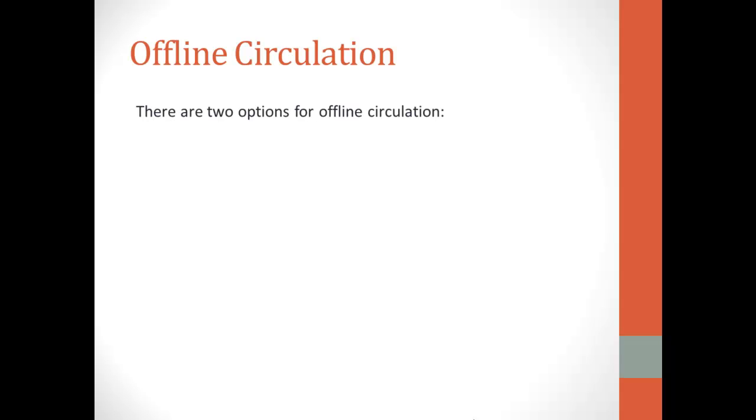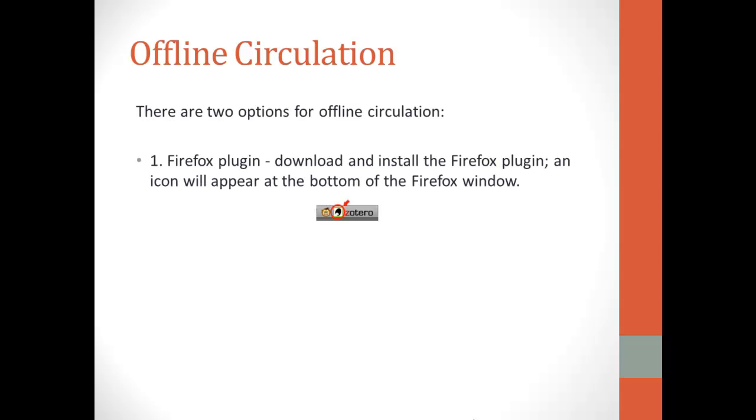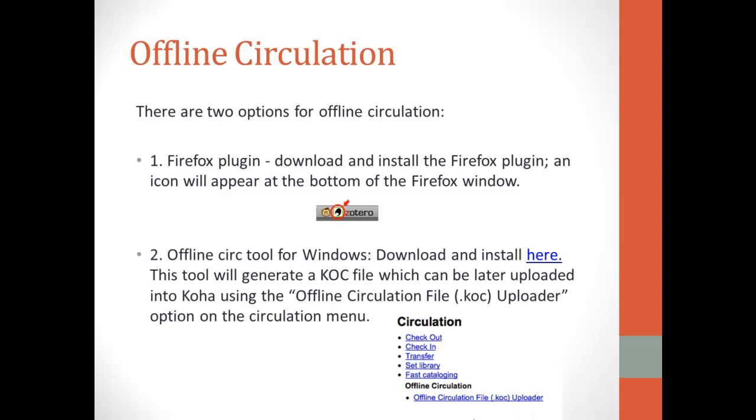Finally, there are two options for offline circulation. First is a Firefox plugin. Once downloaded and installed, an icon will appear at the bottom of the Firefox window. Second is the offline circ tool for Windows. This tool will generate a KOC file, which can later be uploaded into Koha using the offline circulation file uploader option on the circulation menu.